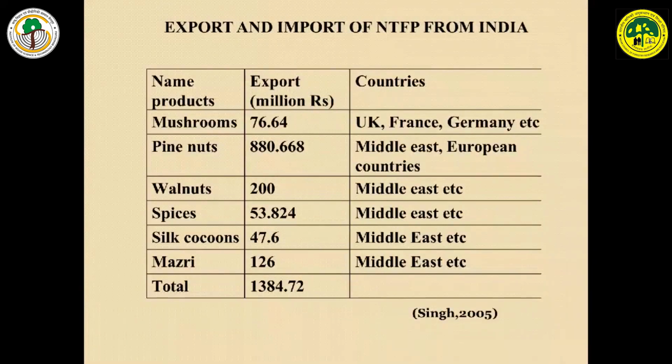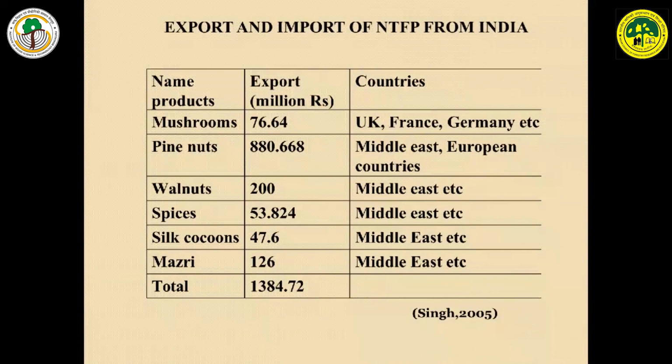This is just a view of export and import of NTFPs from India. You can see mushrooms. Most of the mushrooms collected in the wild are morels. You people must be aware, since you are from the Himalayas, of the Guchhi mushroom, the most prized mushroom collected and exported. It costs, I think, 10,000 per kg, sometimes 15,000 rupees also. The Guchhis are sold in the market.